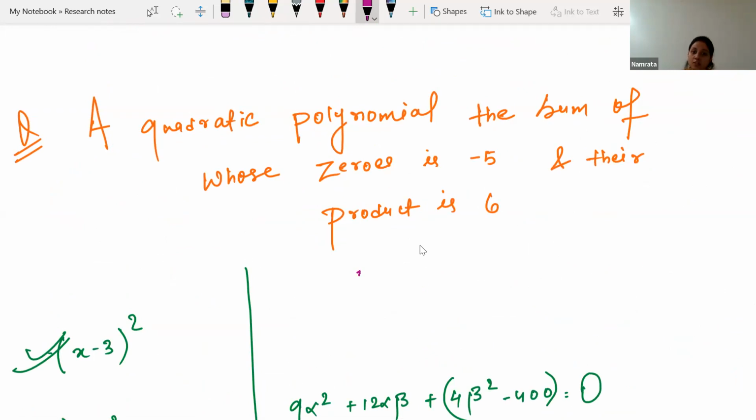The first term will be x square. Minus alpha plus beta x plus alpha into beta. This is how we will be able to frame the polynomial, we just have to put the values. So what shall I write over here as our polynomial?